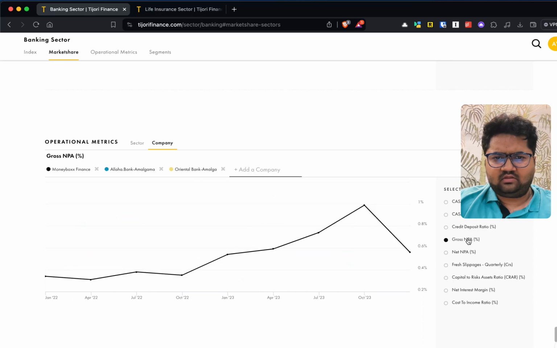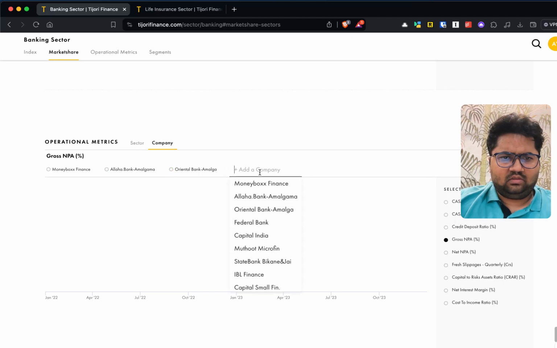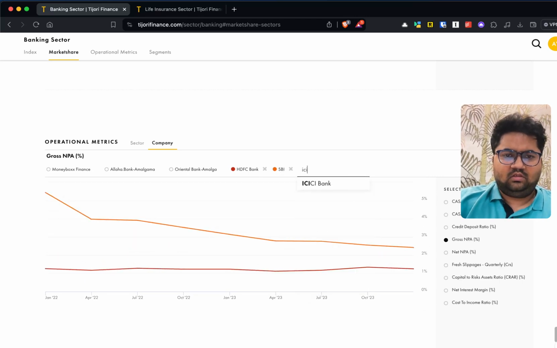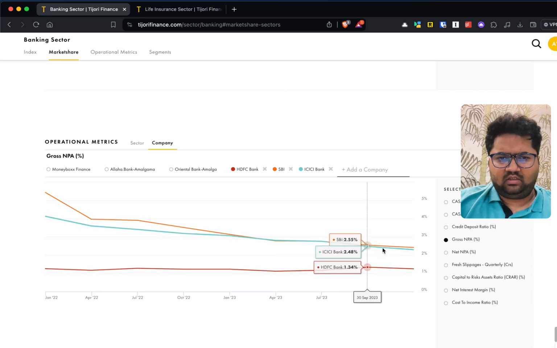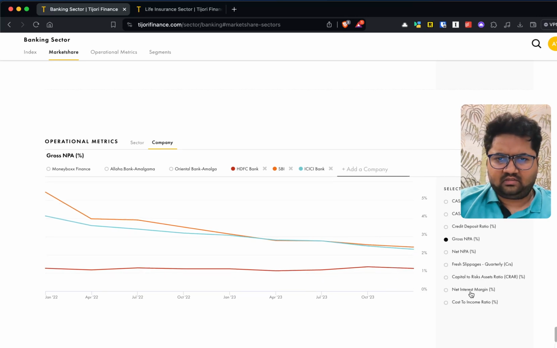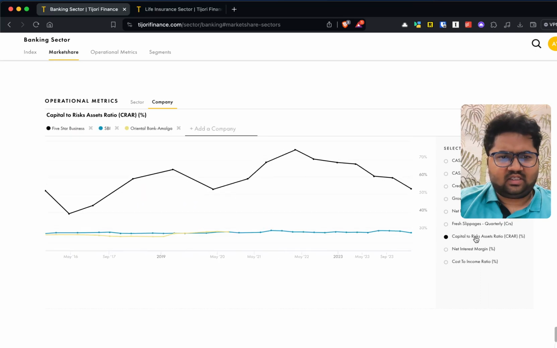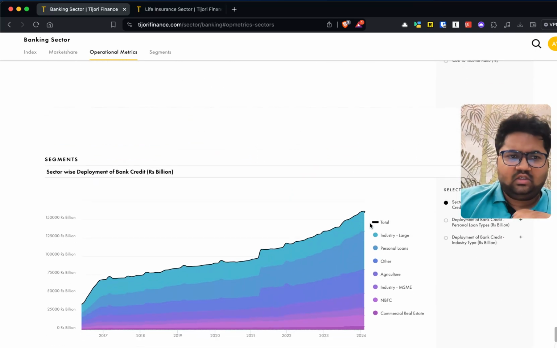Current liabilities, gross NPA. We should look at proper banks, not this. So I'll want to do HDFC Bank, SBI, ICICI Bank, and then the gross NPA can be looked at. For the banks, it's less than 2-3%, which should be some sort of an industry standard. Then there are other metrics as well, like capital to risk asset ratios, etc., which I don't fundamentally understand, but if you are from the sector, you would.